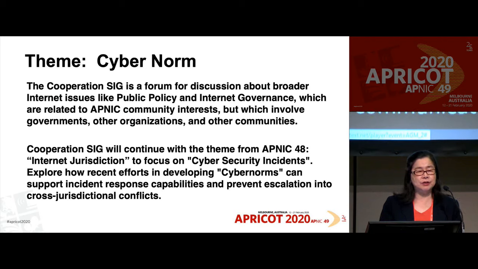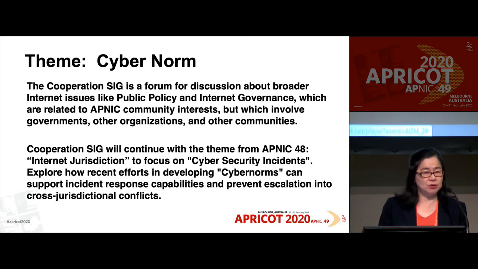So from last year at Chiang Mai, we put the focus on internet jurisdiction. We had a very interesting discussion. And this year, following on, we are focusing on cybersecurity incidents. We explored how a lot of the recent discussion on cyber norms has an impact on our community and on all the different incident response capabilities and everything else, so that we can prevent the escalation of cross-jurisdiction conflicts.